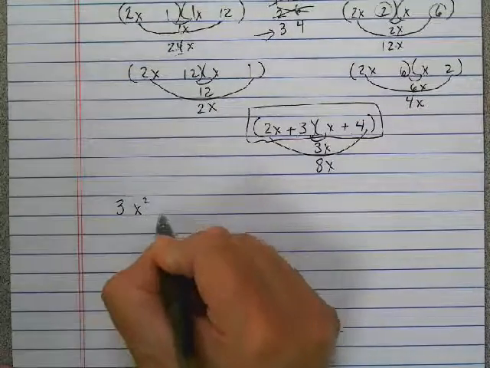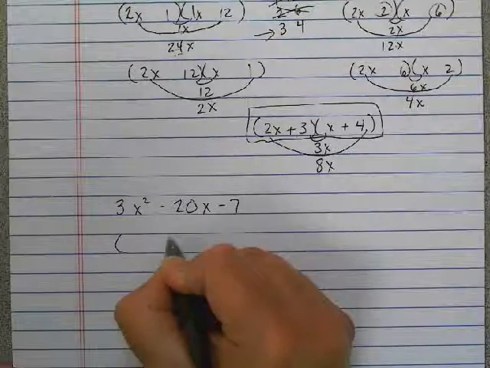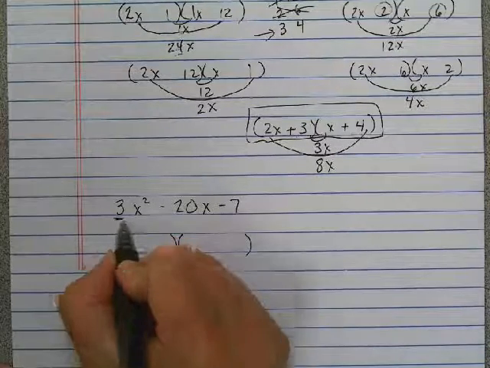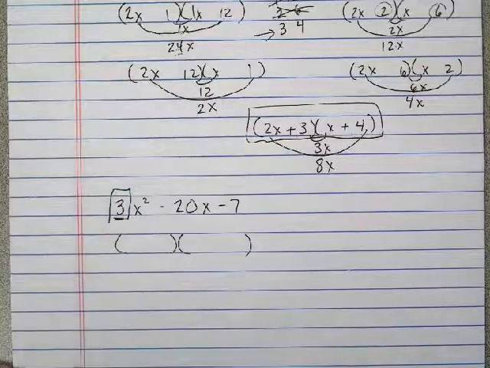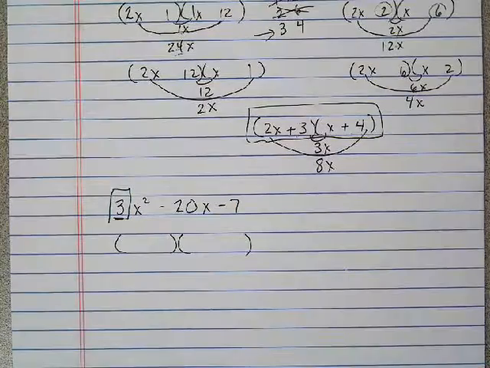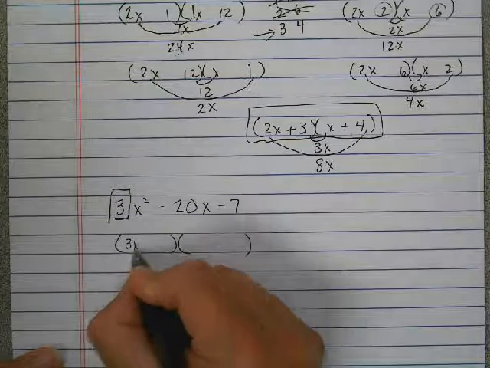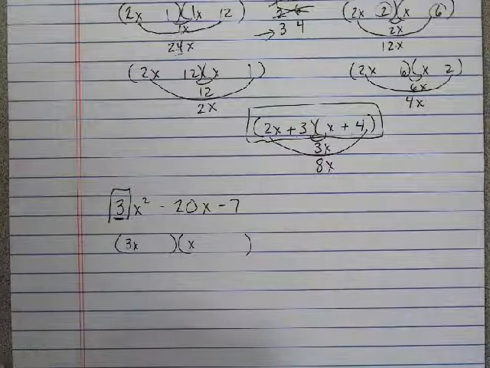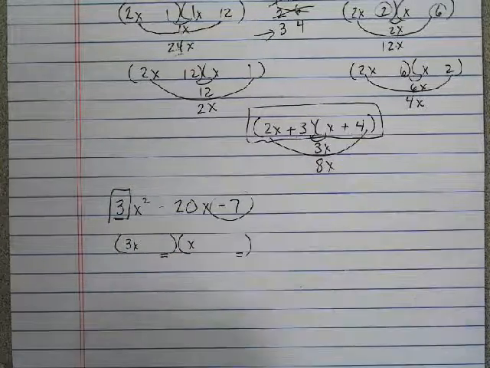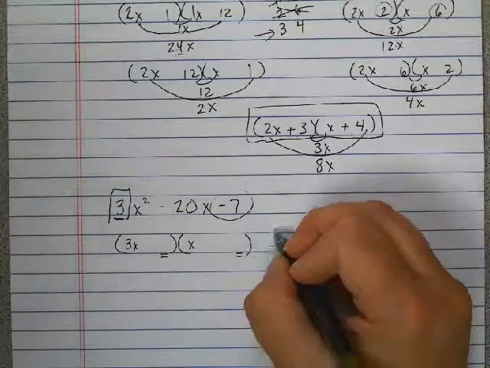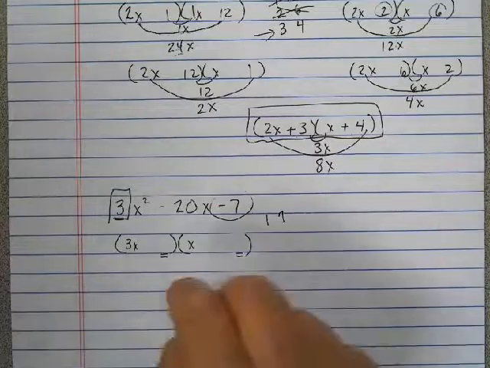3x squared minus 20x minus 7. So notice I have a 3 in this spot right here. When this number is not 1, that means this is going to throw off our pattern a little bit. We're going to have to do guess and check. So this is a 3x, and this is an x. The numbers I put here and here have to multiply to give me 7. So there's only one pair of numbers that can give me 7, and that's 1 and 7. I just have to decide where to put them.